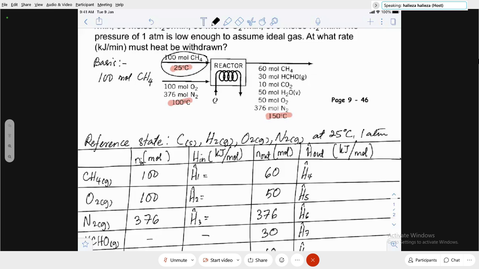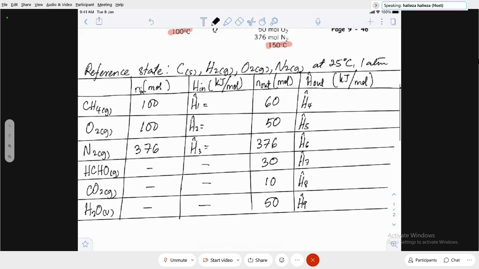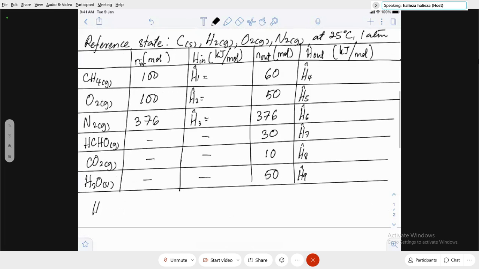So we start all over again for H1. That is for methane. So you start from C and hydrogen gas at 25 degrees C, 1 atm. This is the last time I'm going to show you guys this, but you know how we come across this. We did an example just now.